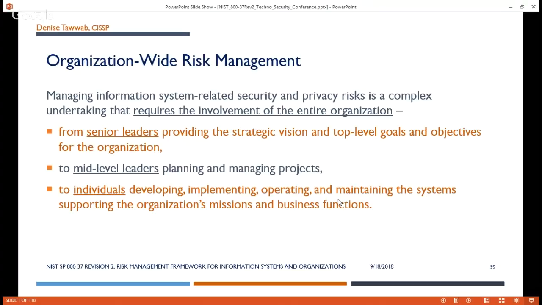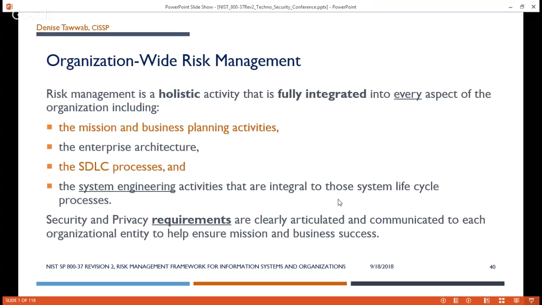Managing information system related security and privacy risk is a complex undertaking, and it requires the involvement of the whole organization, from senior leadership who provides the strategic vision and the top level goals and objectives for the organization, to mid-level leaders who plan and manage projects, down to individuals who actually do the developing, implementing, operating, and maintaining the systems that support your organization's mission and business functions. So everyone has to be involved in risk management.